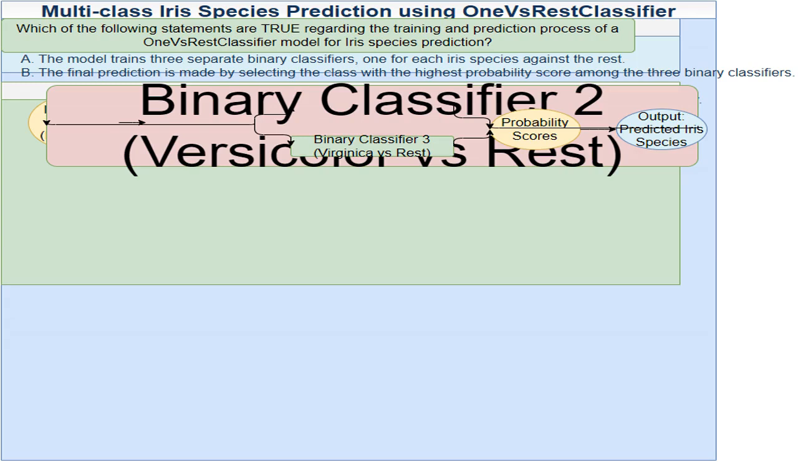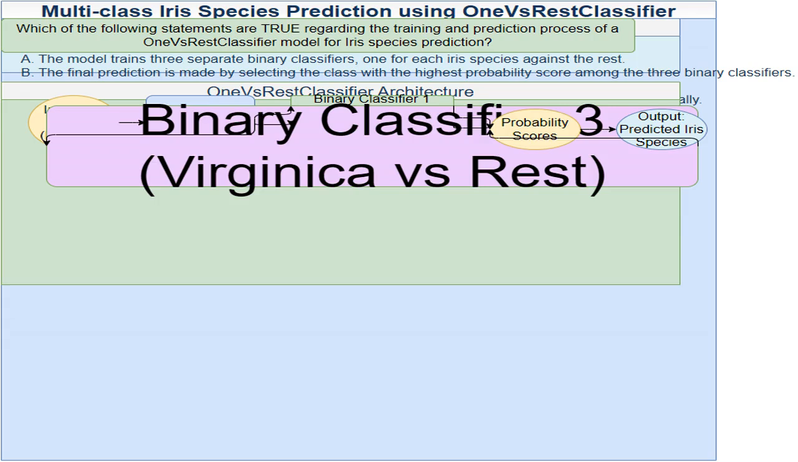Next, another binary classifier focuses exclusively on distinguishing iris versicolor from iris Setosa and iris virginica. This helps the model isolate the characteristics that are unique to iris versicolor. Similarly, this third classifier works specifically on identifying iris virginica by comparing it to iris Setosa and iris versicolor.